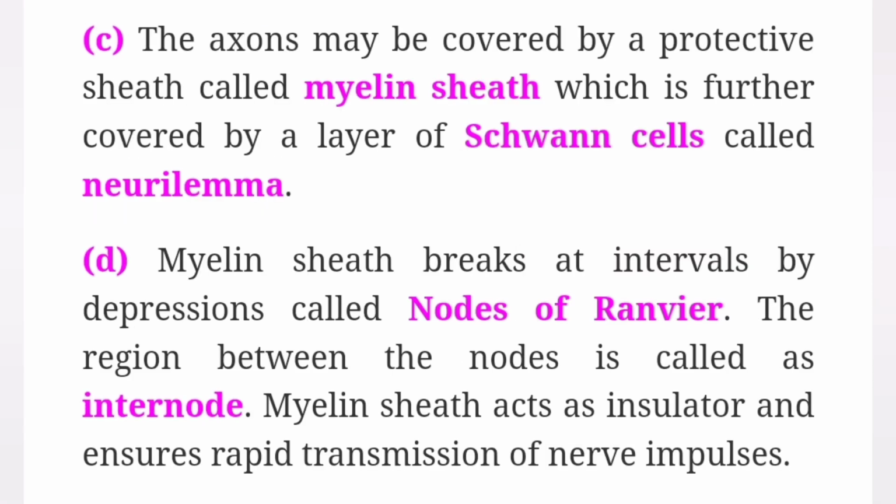Then option C, the axons may be covered by a protective sheath called myelin sheath, which is further covered by a layer of Schwann cells called neurilemma. Then option D, the myelin sheath breaks at intervals by depressions called nodes of Ranvier. The regions between the nodes are called internodes. The myelin sheath acts as an insulator and ensures rapid transmission of nerve impulses.